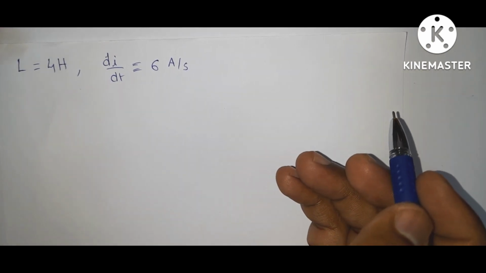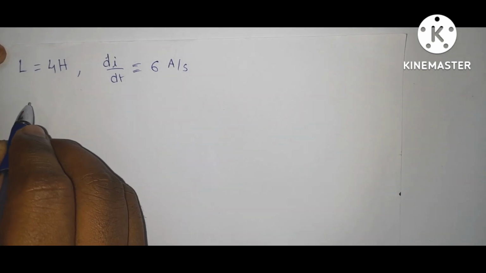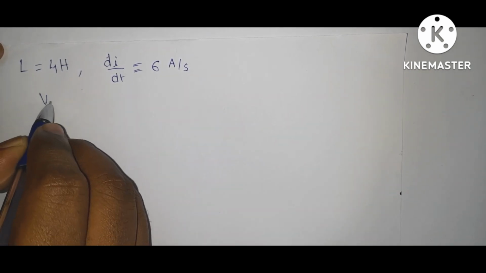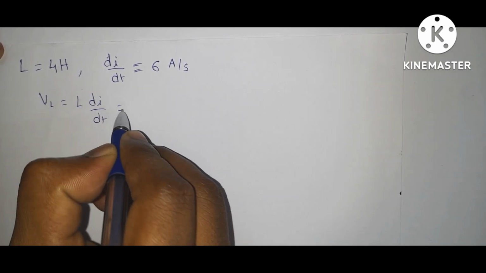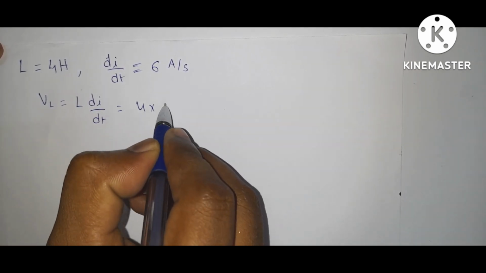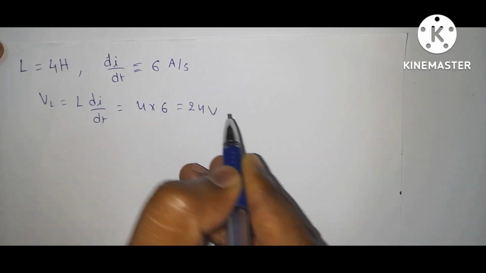So first, find the voltage across the coil. What is VL? VL is equal to L di by dt. So what is L? 4 into 6, that is equal to 24 volts.